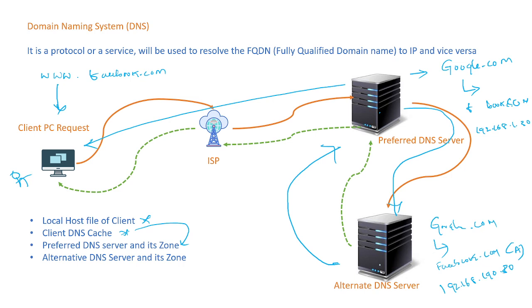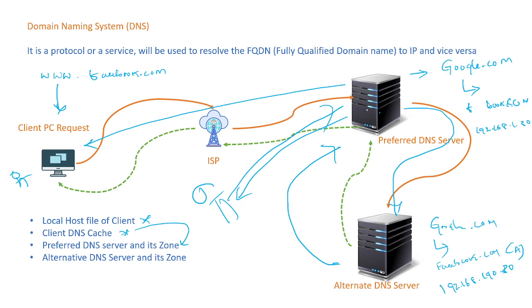Then this alternate DNS server will tell the preferred DNS server, yes, I know this fellow and this IP address is 192.168.190.30, right? And with this activity, the preferred DNS server will also know the information of facebook.com. So next time, maybe some other user requests facebook.com. In that case, since this preferred DNS already knows the information from the alternate DNS server, it will send the response to any user.